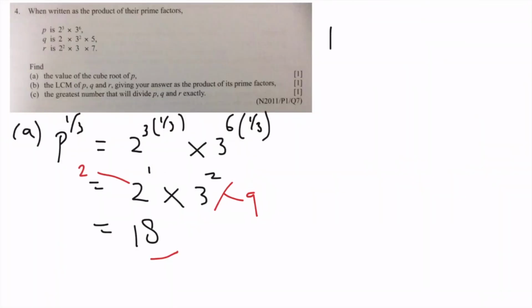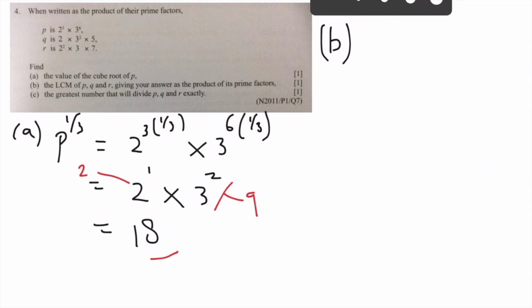So let's look at part B over here. What is the LCM of P, Q, and R, giving your answer as the product of its prime factors? The question has already given us the prime factors, as you can see over here, as P, Q, and R represented in prime factors. And so what we need now is just to list down the LCM.